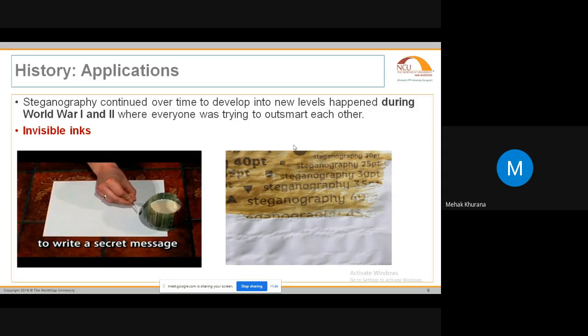In this image you can see that we are writing something on the paper, but the message is not visible. When the message was transferred to the destination, some solution was applied on that paper and the message was revealed. As you can see in the image on the right side, after the solution was applied, whatever was written with the invisible ink became visible. These are some of the methods people used to communicate.